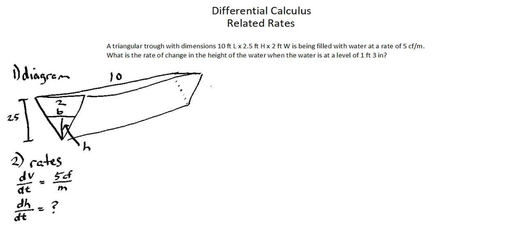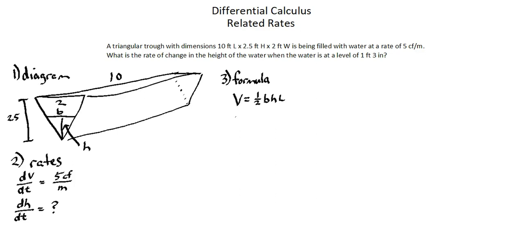Now I've identified my rates. Step 3 is a formula. And I want a formula with one variable. So to start, I'll determine the formula for volume. Volume of a triangular prism is 1/2 times base times height times length.